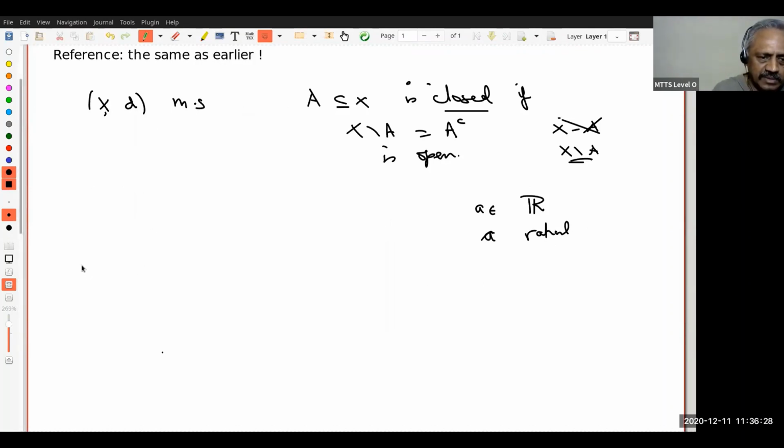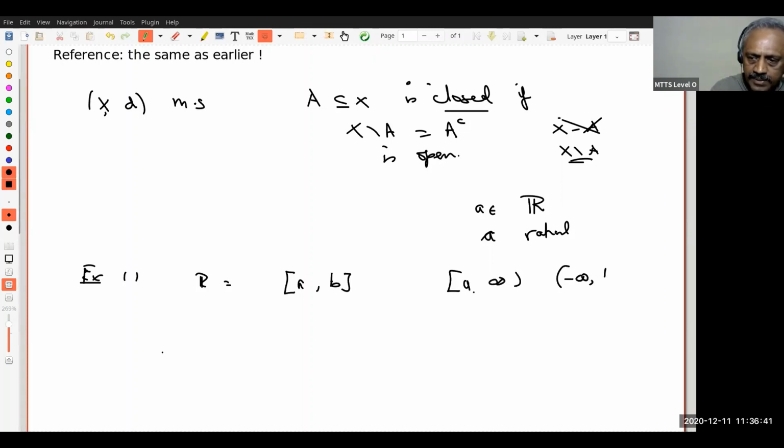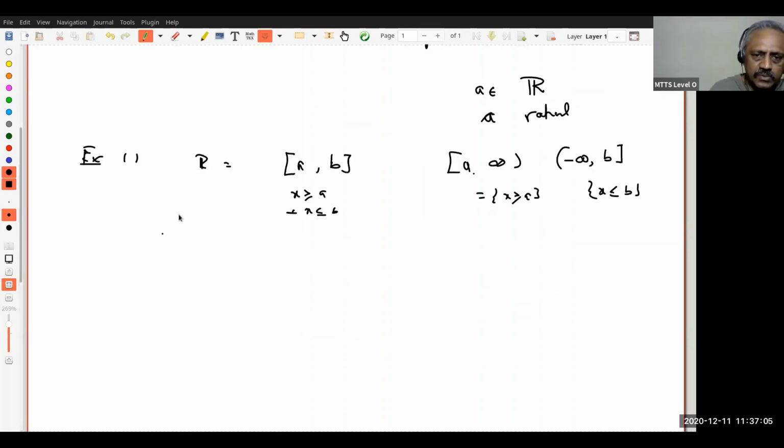The first example is as usual in R. Look at the closed interval [a, b], or [a, infinity), or (minus infinity, b], any of these. These are all called closed intervals. Notice that we don't put closed at infinity or at minus infinity because they are placeholders. This only stands for x greater than or equal to a, and this stands for x less than or equal to b. This stands for x greater than or equal to a and x less than or equal to b, two conditions. Here there is only one condition. Anyway, I want to say this is closed.